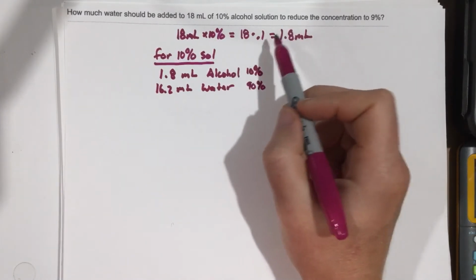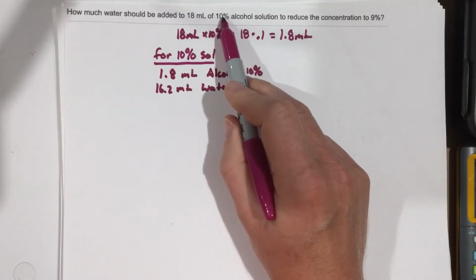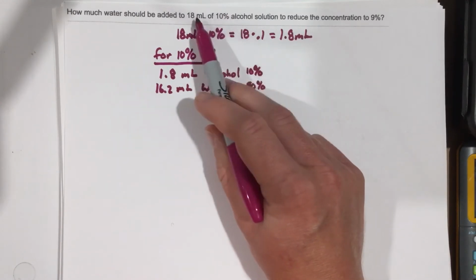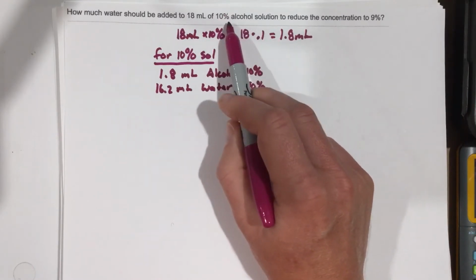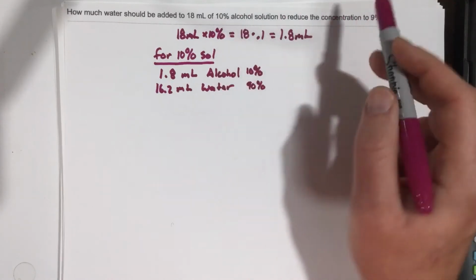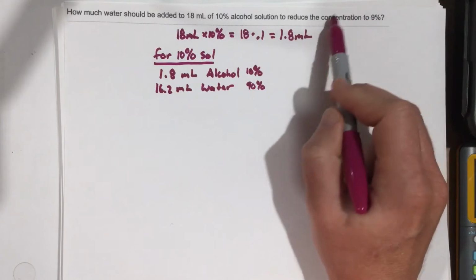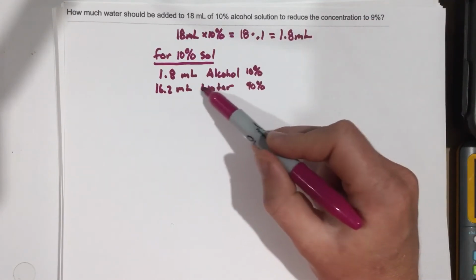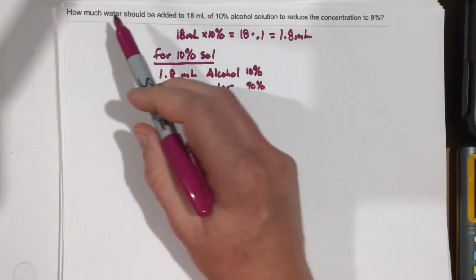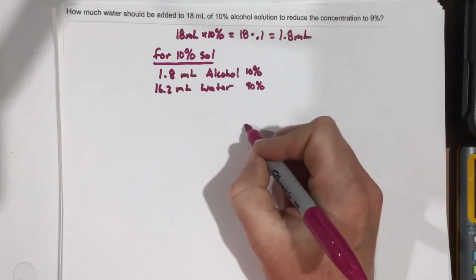So if you notice how we came up with the amount of alcohol, we just did 18 milliliters times 10%. So I think that's how we want to approach this problem. We want to say 18 milliliters times 10% gives you the amount of alcohol in there. And even for the 9% concentration, the amount of alcohol is going to stay the same because all we're going to do is increase the amount of water, right? They say how much water would be added. So we're going to set up an equation.